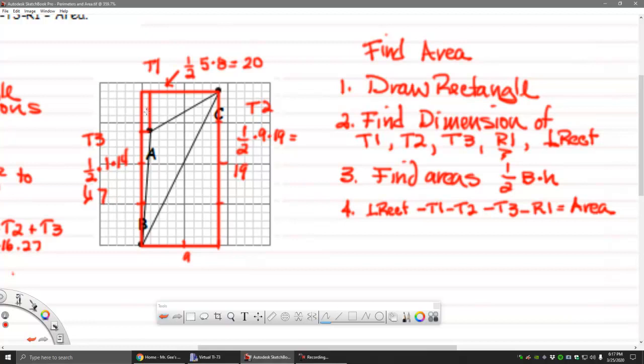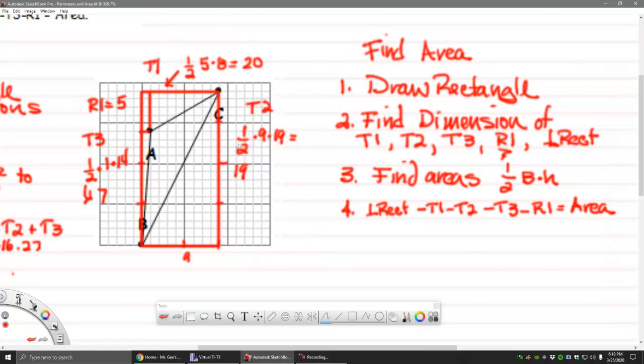And then this little rectangle right here, do you see how this isn't accounted for? I have to subtract this out to get the area right here. So that one right there looks like it's just going to be 5 for R1. A little rectangle is just going to be 5. 1, 2, 3, 4, 5. Okay, now we're ready to go.